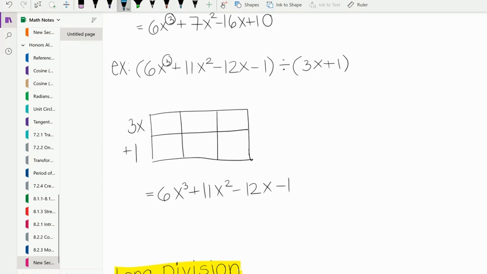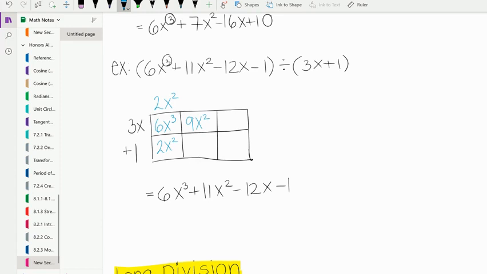So we already know that this has to be 6x cubed. So 3x times 2x squared would give us that. So then you do 2x squared times 1, which is 2x squared. But we know the x squared term has to be 11. So 2x squared plus 9x squared would give me that.